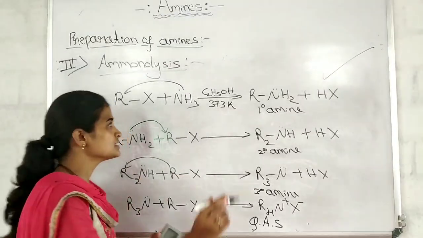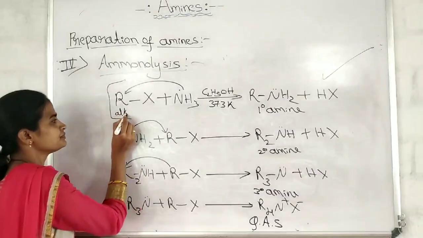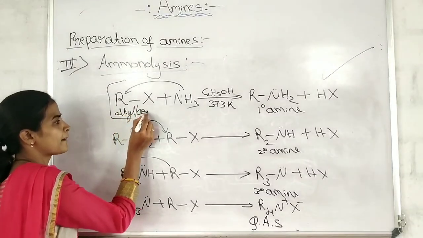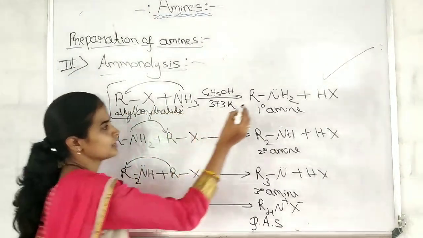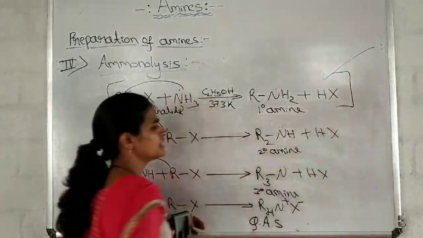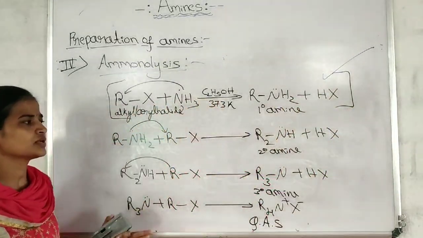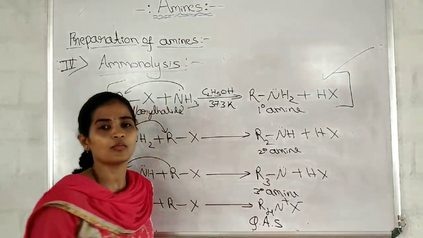What is ammonolysis? You can write only this much. Alkyl or aryl halide, primary amine is formed, and this is ammonolysis. But the ammonolysis reaction continues till the formation of the quaternary ammonium salt.